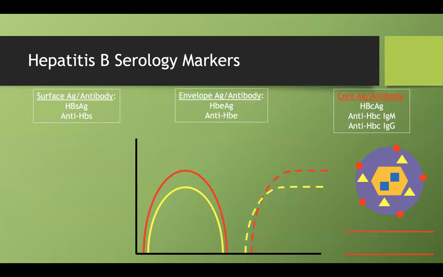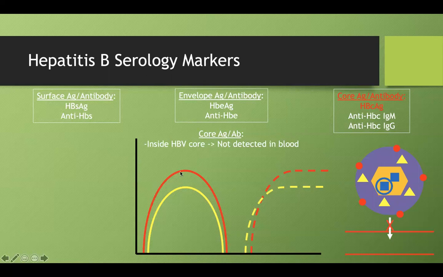Let's move on and talk about the core antigen and antibody now. The core antigen here is, as the name suggests, inside the core of hepatitis B, and it's not detectable in the blood. So you're not going to see any release of this core antigen into the bloodstream. That's different than what we saw with the surface antigen and the envelope. You can see how here we've been able to measure the amount of surface antigen in the blood, and even here, we could measure the amount of envelope antigen. So this core antigen itself is not detectable. So why are we even measuring this?